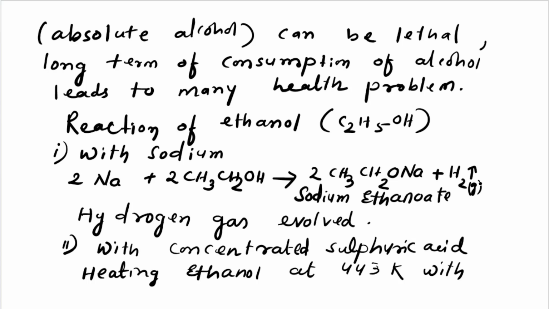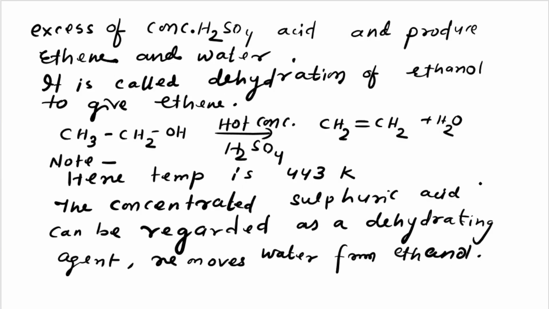With concentrated sulfuric acid, heating ethanol with excess concentrated sulfuric acid produces ethene. I told you in the previous chapter what ethene is. Ethene means CH2=CH2. Ethene contains a double bond.